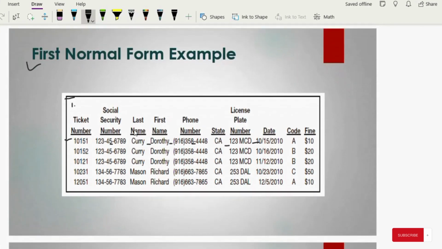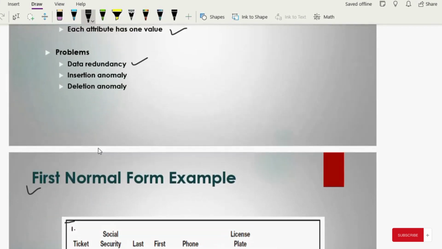Can you see how many times this Curry information is being used? Can you see that? Right? And then Mason's information, his phone number is coming again, his plate number is coming. So there is redundancy, of course, a lot of redundancy is there. Second, we have insertion anomaly.